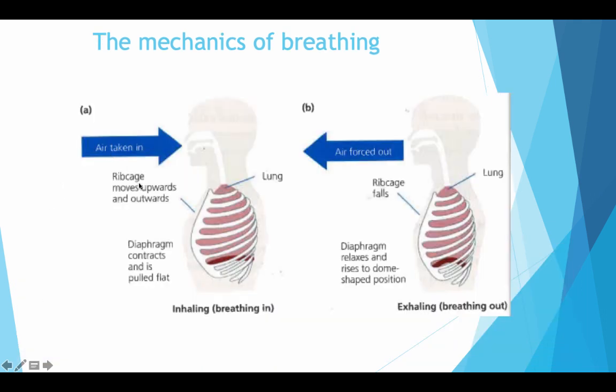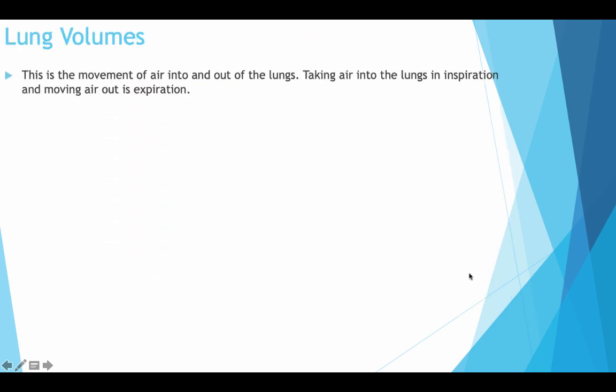As the air is taken in, the ribcage moves upwards and outwards, and the diaphragm contracts and is pulled flat. When the air is forced out, the ribcage falls, the lung volume reduces, the diaphragm relaxes, and rises to its dome-shaped position. Lung volumes. This is the movement of the air in and out of the lungs.